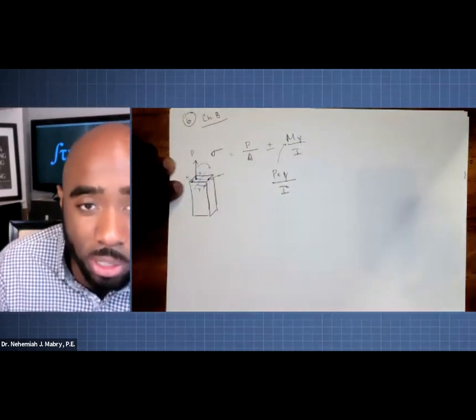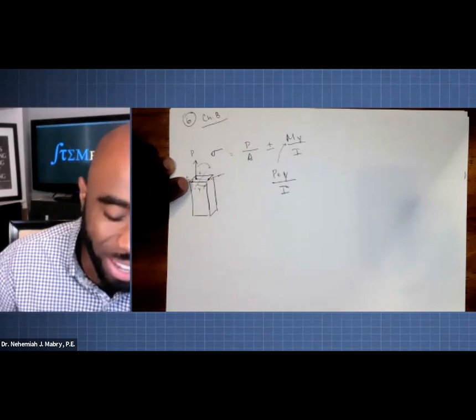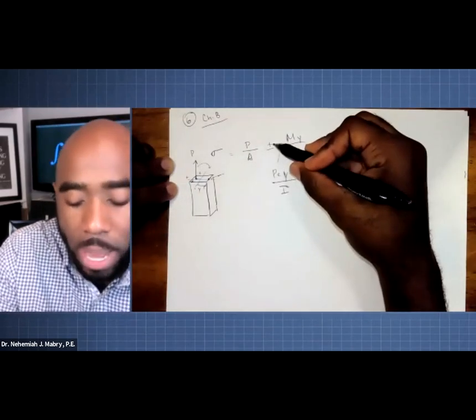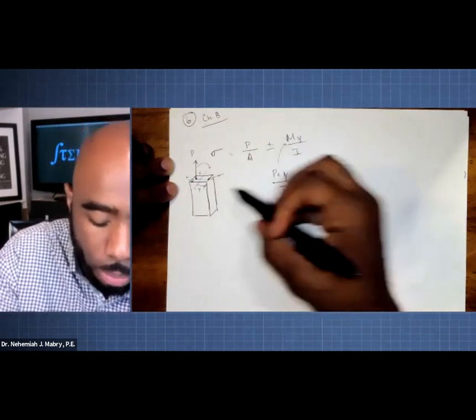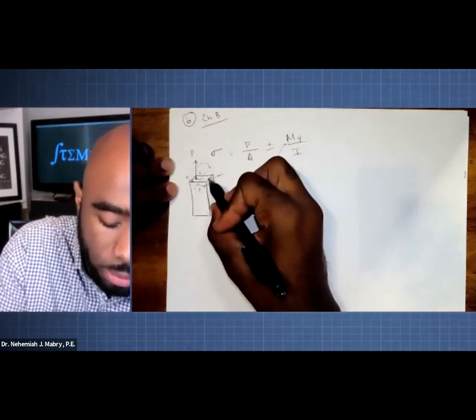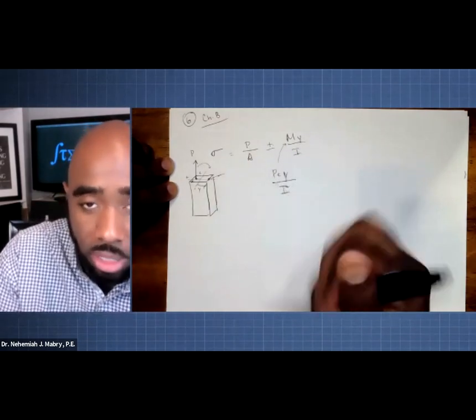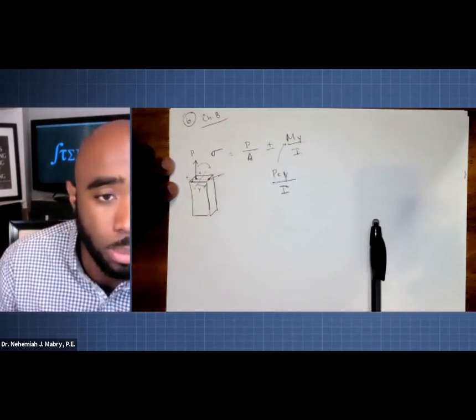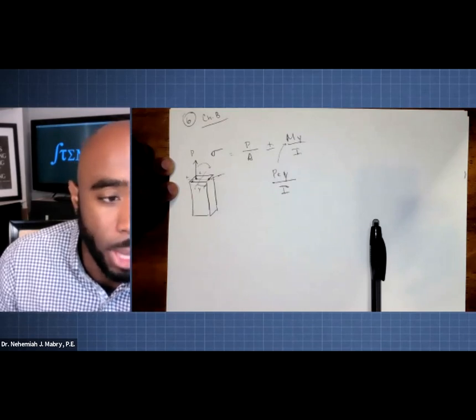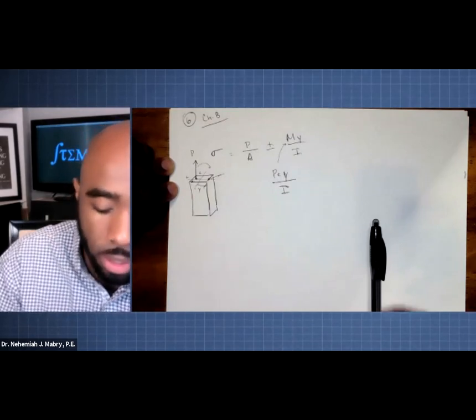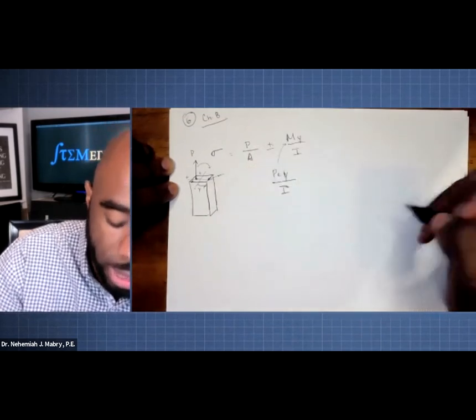Now answer this for me, you can put it in the chat. Would this now be a positive or a negative if we're combining these two loadings to find out what's happening here? Will we be subtracting this term or adding this term? Boom, negative, love it, because it'll be a compressive force at that point.